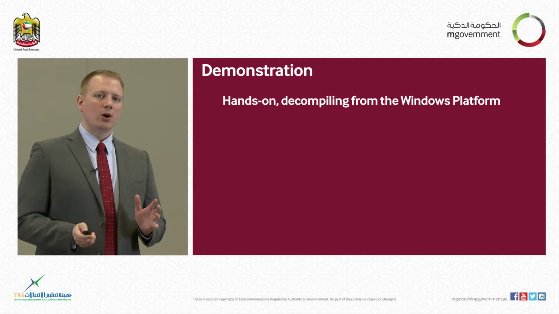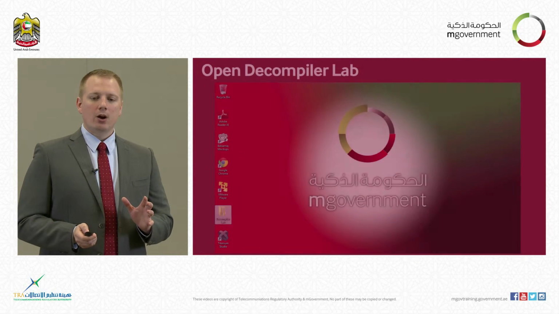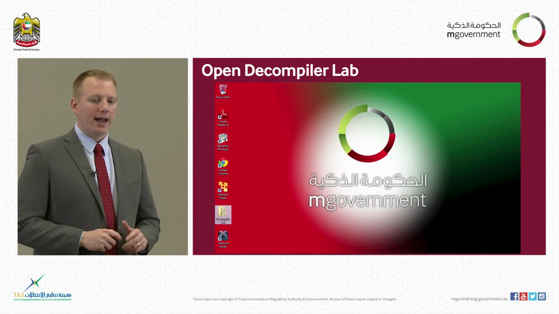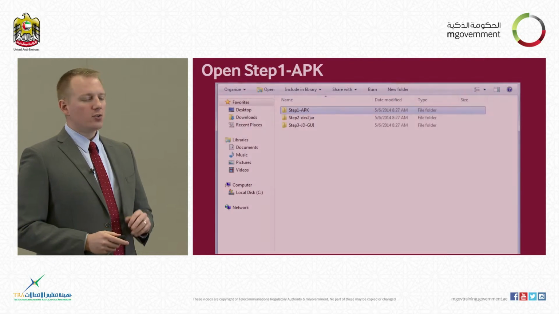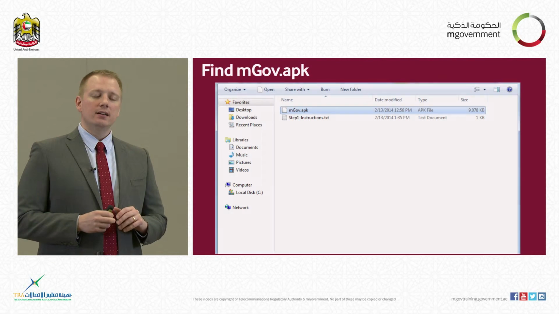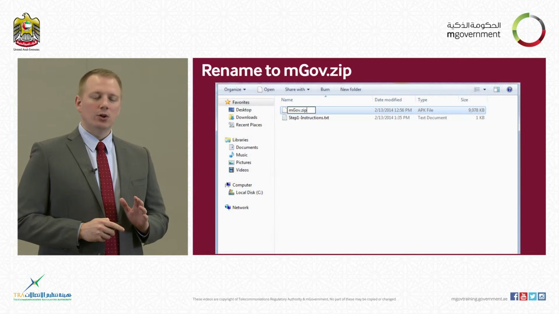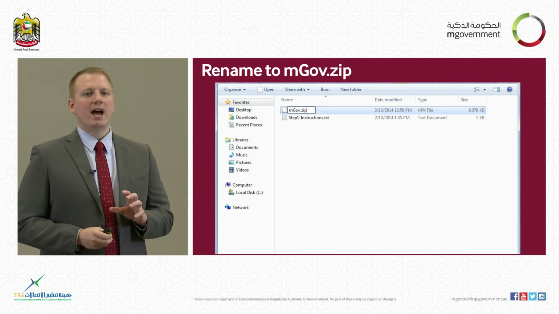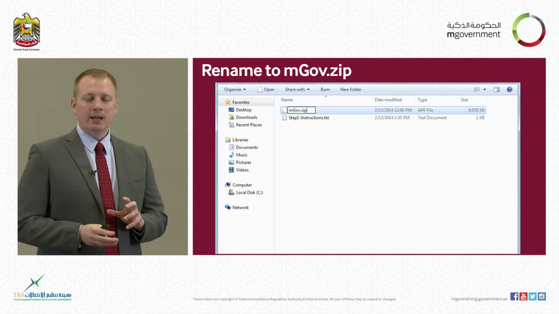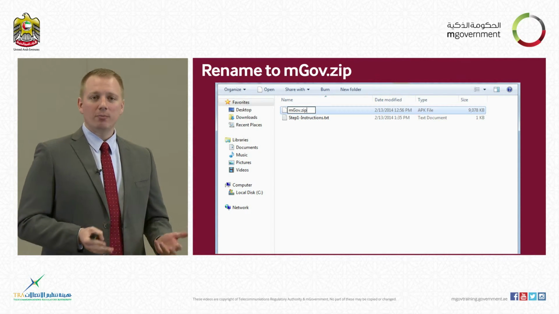So the first thing that we're going to do is go into our system and open our decompiling lab. And we'll go into the Step 1 APK folder, where we will find a mGov.apk file. What we're going to do is rename that from mGov.apk to mGov.zip. We're going to try to see if it's a zip file.